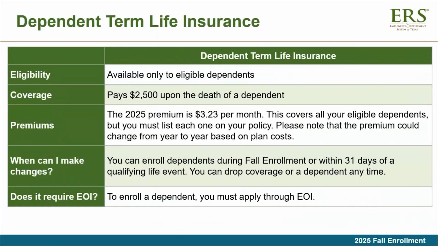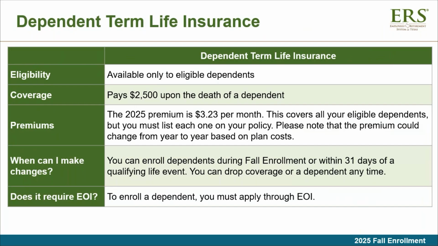Right now, before we go into the changes of that life insurance once you hit the age of 70, we do want to also go over the life insurance option for any eligible dependent. This policy will pay you $2,500 upon the death of that dependent. Currently, it is $3.23 per month. If you have a dependent enrolled, currently their coverage will continue unless you choose to drop it. Otherwise, you do have during your fall enrollment period to elect them onto that benefit.